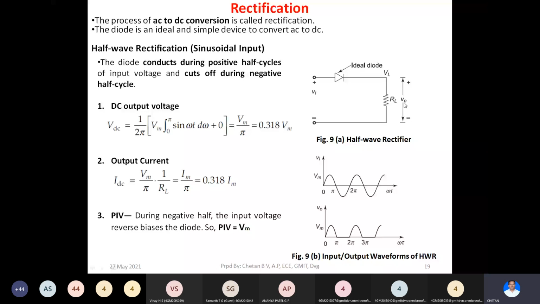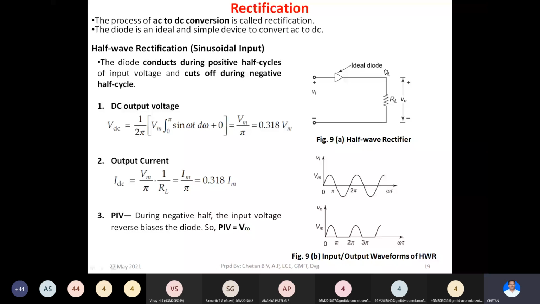Then the diode will be forward biased. Whenever it is forward biased, there will be a closed circuit, a closed connection here. So whatever input you are applying here, the same will appear across this RL, which is VL or V0. V0 will be equal to VL. Therefore, you will get the same shape of the waveform during the positive half cycle.